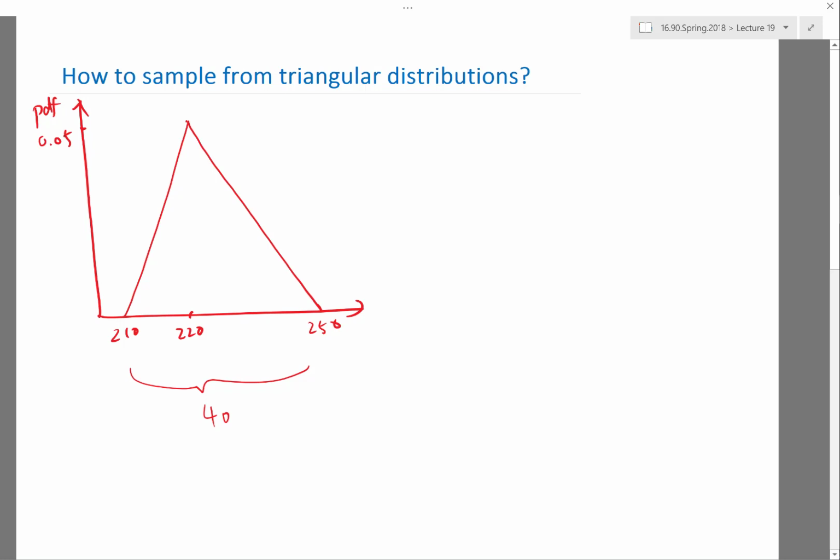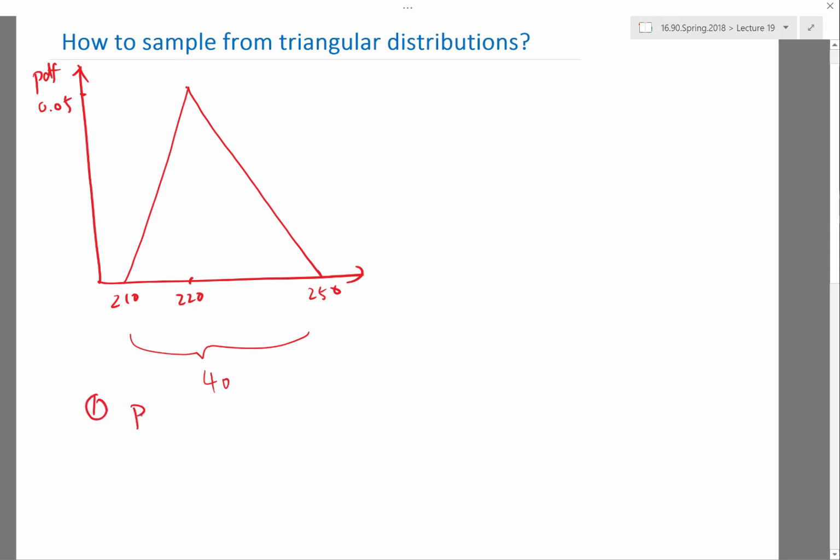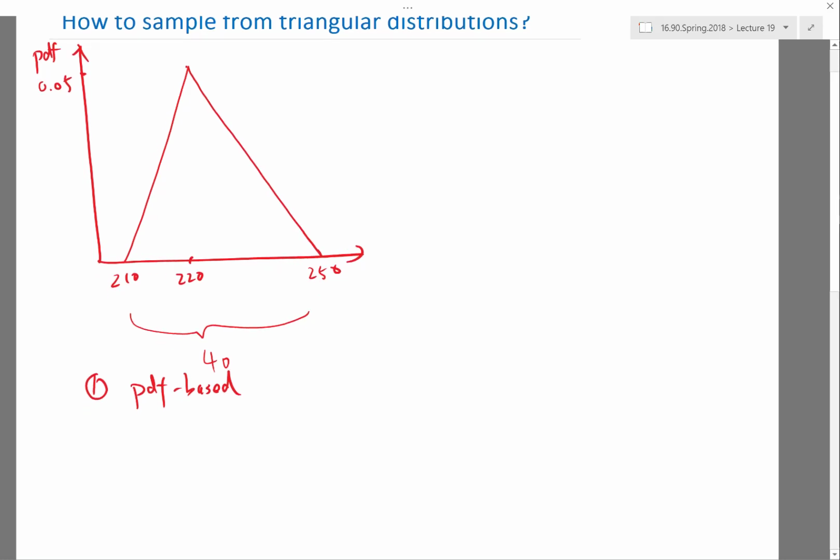So I'm going to teach you 2 different ways of sampling from this triangular distribution. These 2 ways are 2 of the primary ways to sample from any known distribution. The first approach is based on this PDF. So let me call it the PDF-based approach, also known as the acceptance-rejection method.